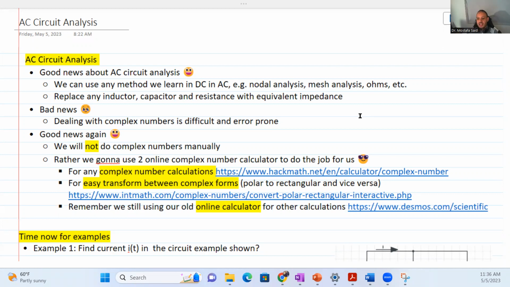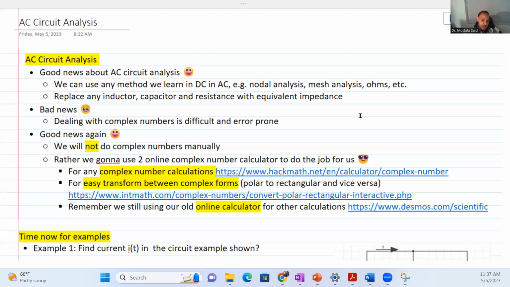Basically you just convert any capacitance and inductors into their impedance. The capacitance has some impedance and the inductance also has some impedance. And you deal with impedances just like what you were doing with resistances, exactly in the same way. We also learned that there is some bad news: using complex numbers, which is what we do in AC, is usually complex, and it's error prone. Doable, very doable. You can do it manually, but very error prone.